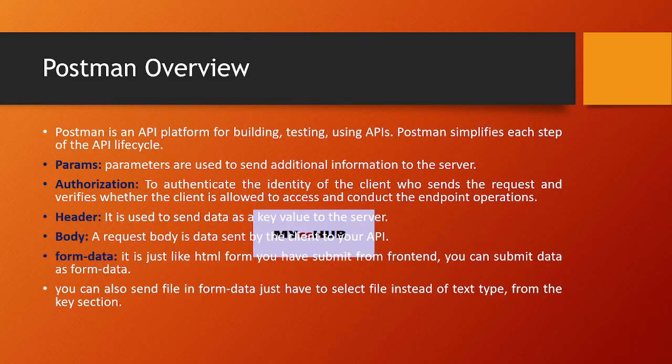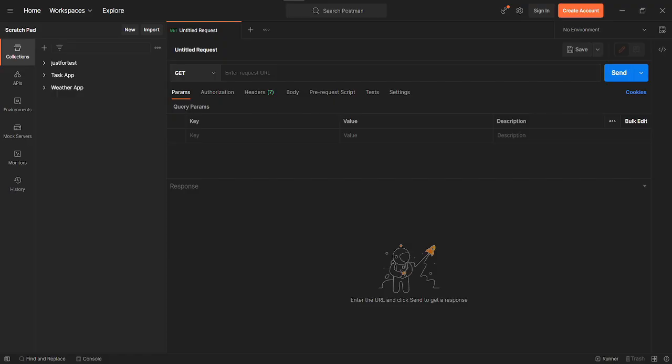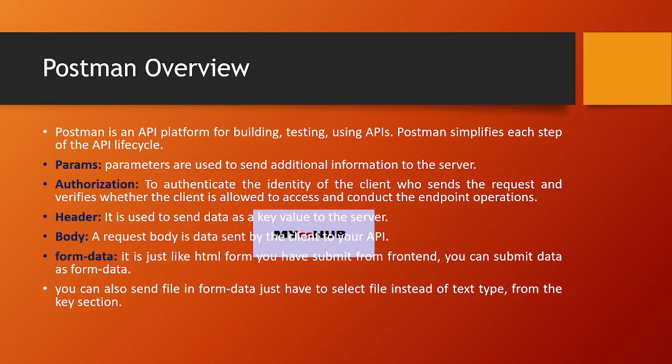Thereafter, we have header. It is used to send data as a key value to the server. As per the API contract, you will get some information which is basically required for any API request. Those contracts will be provided by the development team and will be used in the header section.